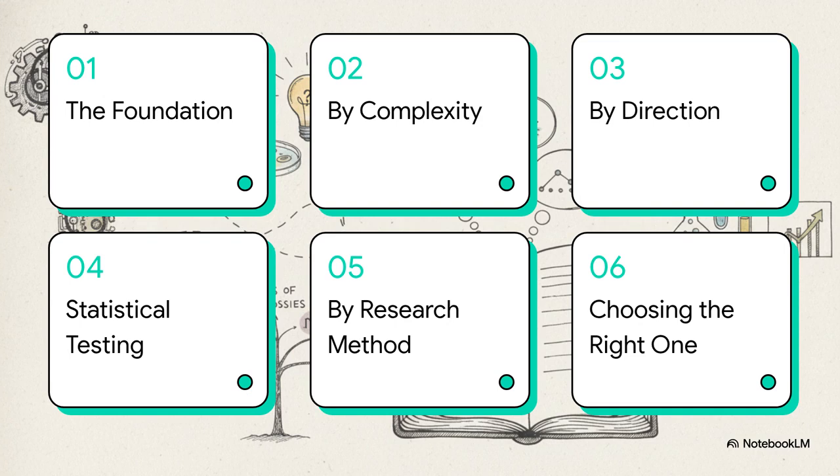Okay, let's get into our taxonomy of inquiry for today. To make sense of what can feel like an overwhelming list of terms, we are going to organize these into logical families. We'll start with the foundation, then look at hypotheses by complexity, by direction, by statistical testing, and by research method, before finally wrapping up with choosing the right one.